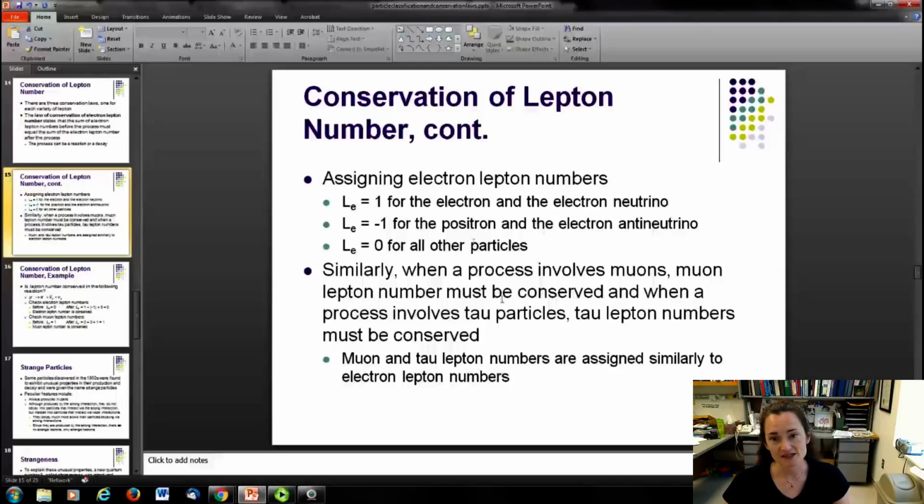Okay, and that's a similar process for muons. Muon lepton number has to be conserved, and for taus, the tau lepton number has to be conserved. And the notation would be the same, except the subscript would be a mu and a tau for the muon and tau lepton numbers respectively.